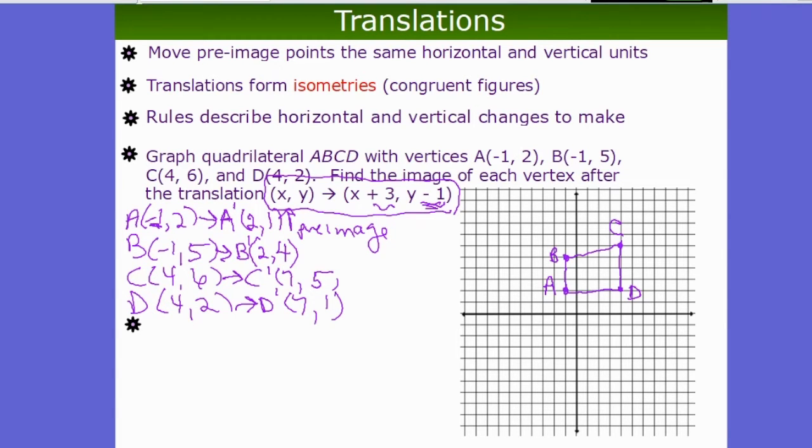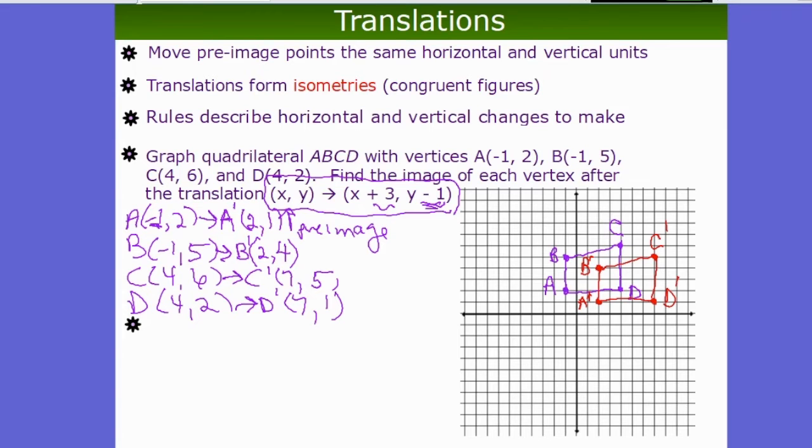So let me change the color so we can see it a little bit better. A prime is at 2, 1. And that's A prime. Putting my little prime in. B prime is 2, 4. And that's B prime. C prime is at 7, 5. C prime. And D prime is 7 and 1, which is over here. D prime. And then we'll join those segments. And they should look congruent because they are congruent.